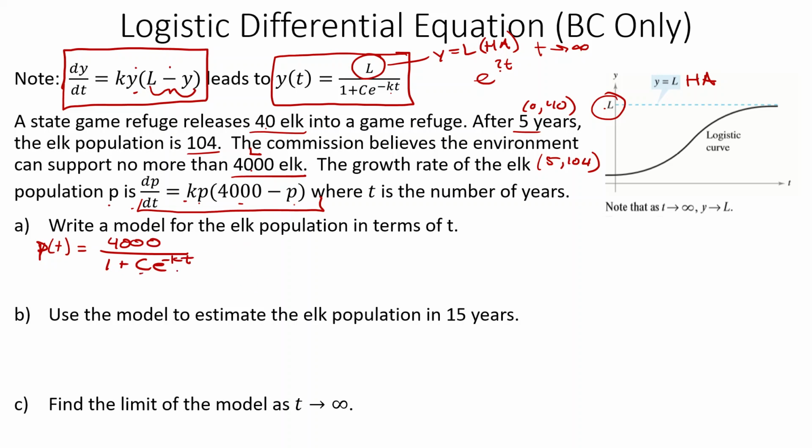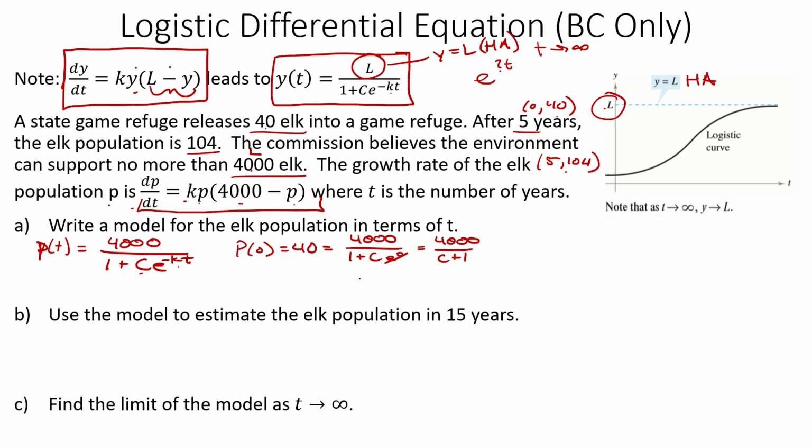Well, we need to solve for C and negative K. Luckily, we've got these 2 points. So if we plug in 0, we should get 40. So we got 4,000 over 1 plus C e to the 0, which is just 1. So we get 4,000 over C plus 1 equals 40.